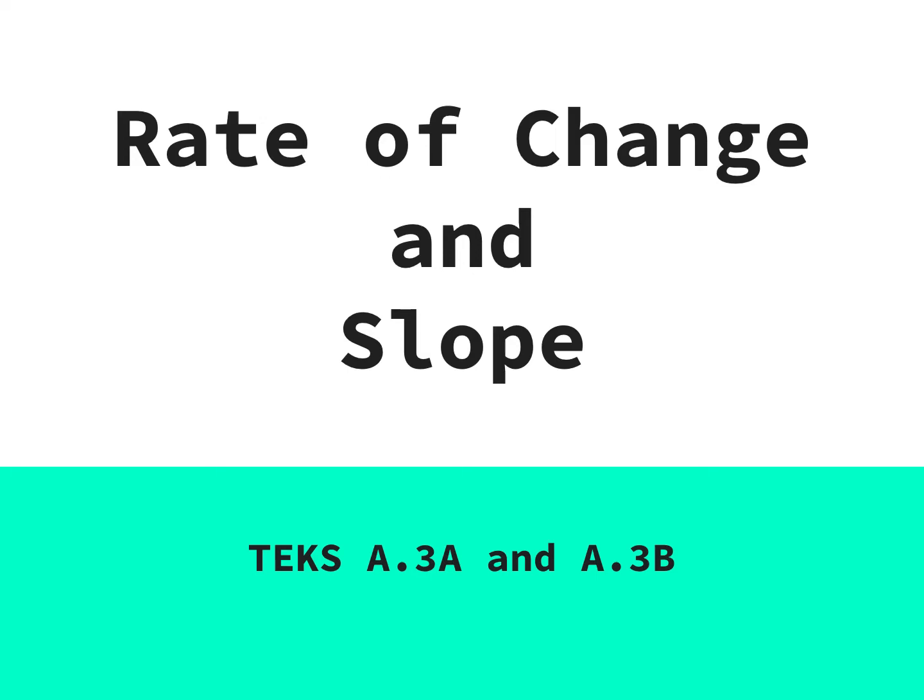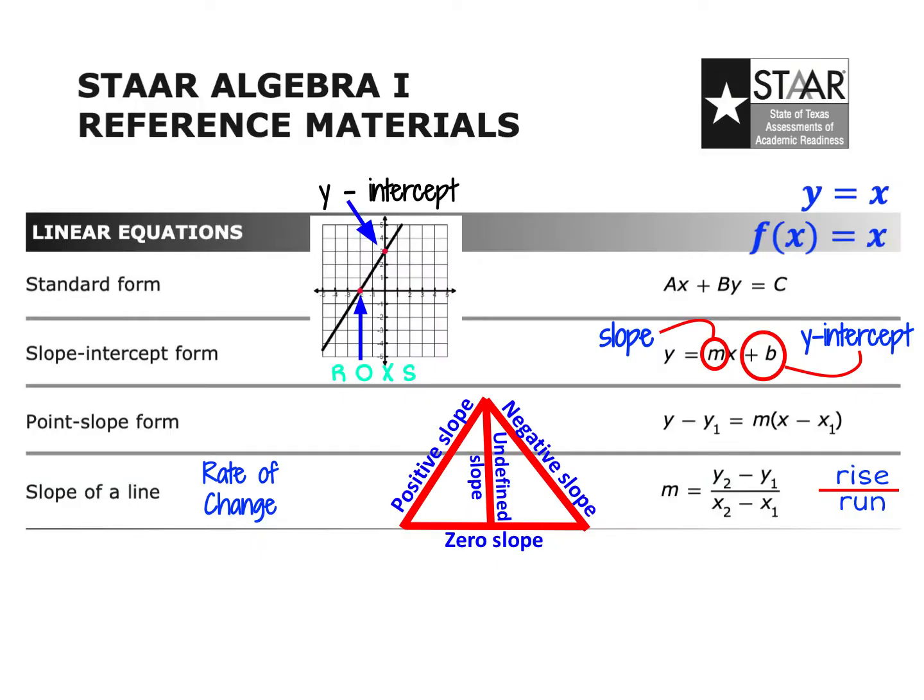Today we're going to talk about rate of change and slope. This is TEKS from Algebra 1, A.3A and A.3B. So first we're going to talk about our brain dump. What are things we've learned so far? So this unit, this is a part of the formula chart that we're using.